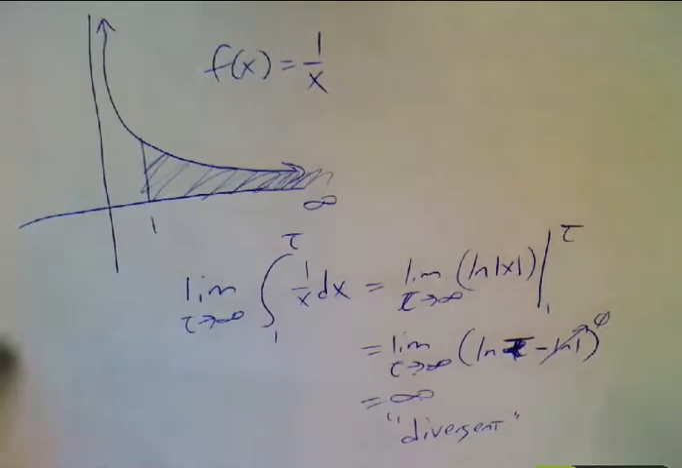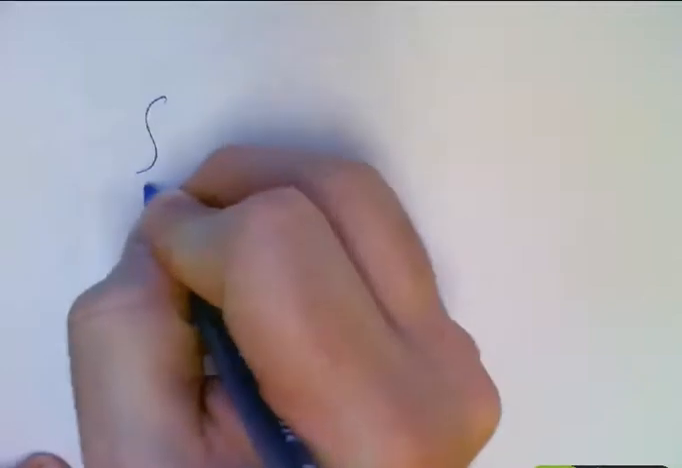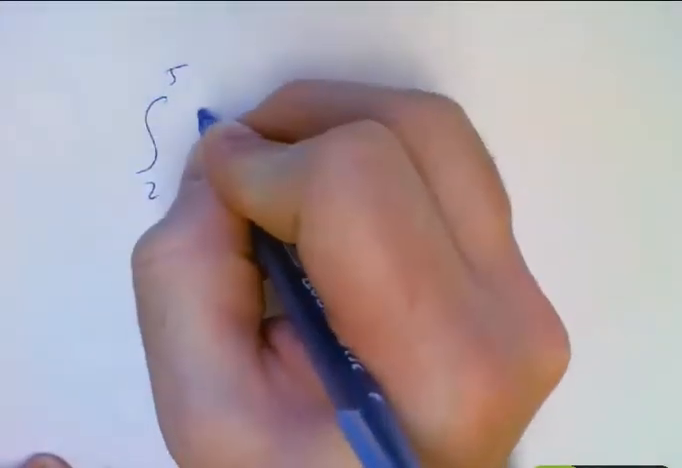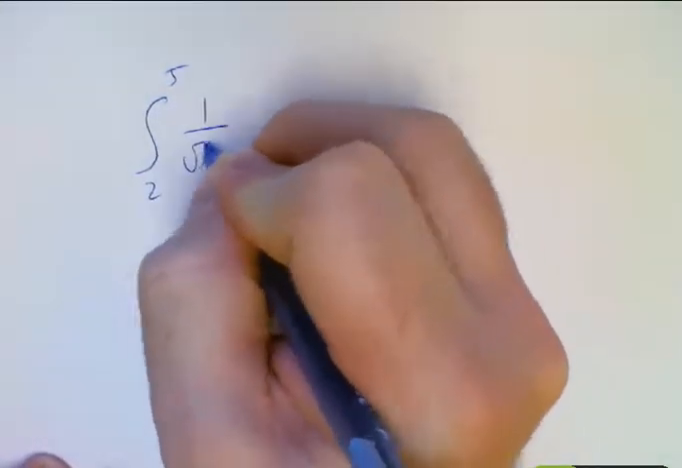All right? So an example where you might not catch it right away, but it's still the same idea is, what if we were to look at this integral, 2 to 5 of 1 over the square root of x minus 2.